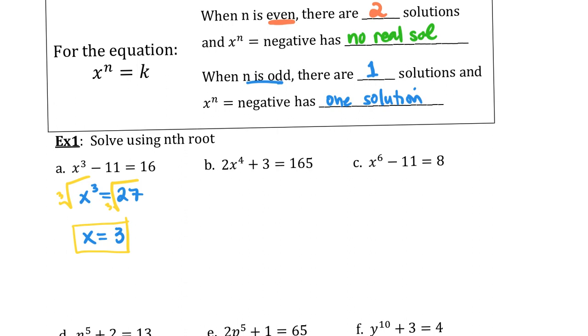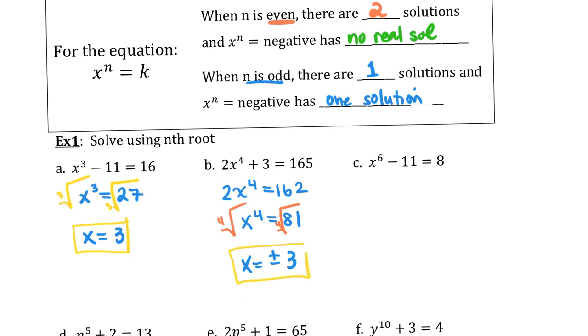Let's try the next one. It's minus the 3. So 2x to the 4th equals 162. If I divide by 2, I get 81. So I have x to the 4th, so I'm going to do the 4th root of 81. Now, should I get 1 answer or 2 answers? Since this is even like a square root, I should get 2 answers. So it's going to be positive and negative. What's the 4th root of 81? 3. And that's because if I multiply a negative times itself an even number of times, it goes back to positive.